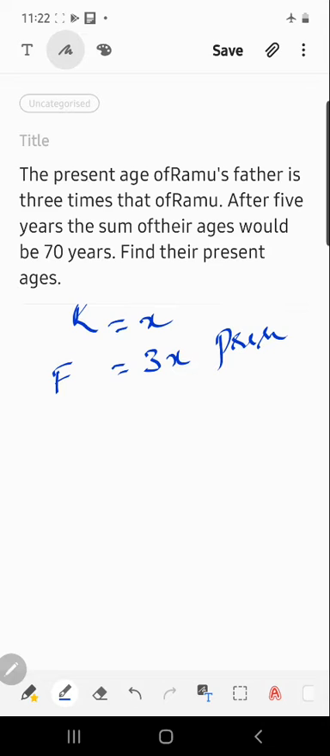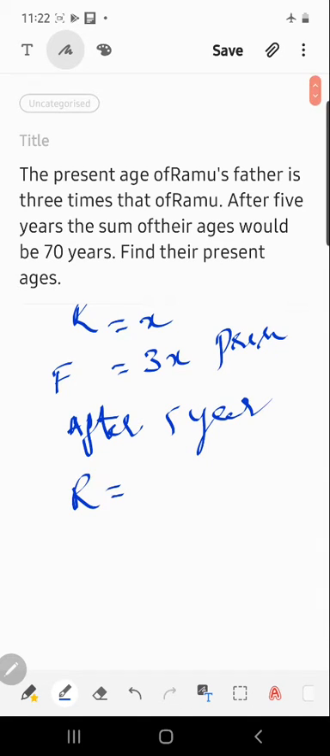After that, after 5 years they said. By using x and 3x we can't make the equation, so one more statement is there. After 5 years, the sum of their ages would be 70 years. So after 5 years, what are their ages? Ramu's age becomes x plus 5. Simply we have to add 5 years to the present age.